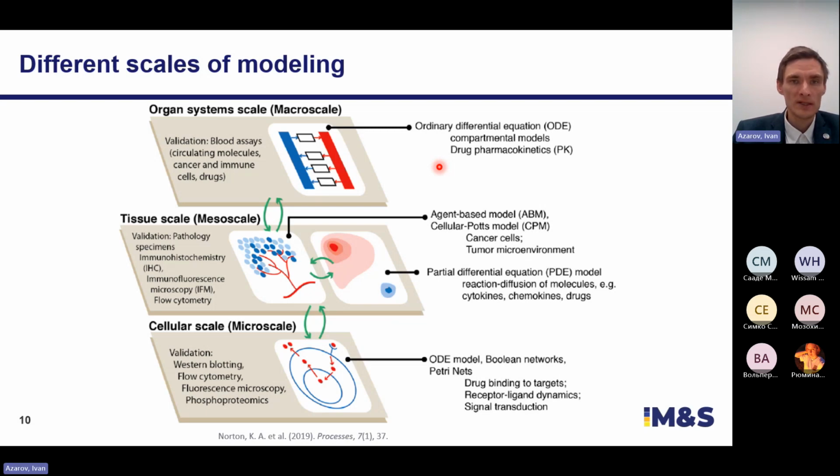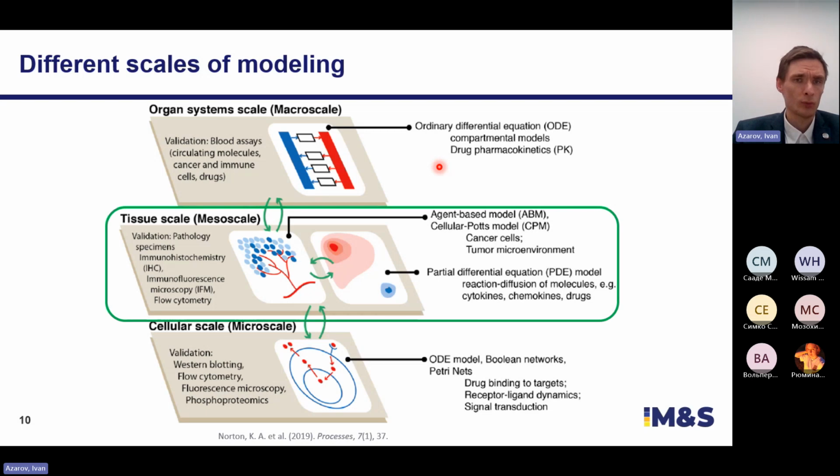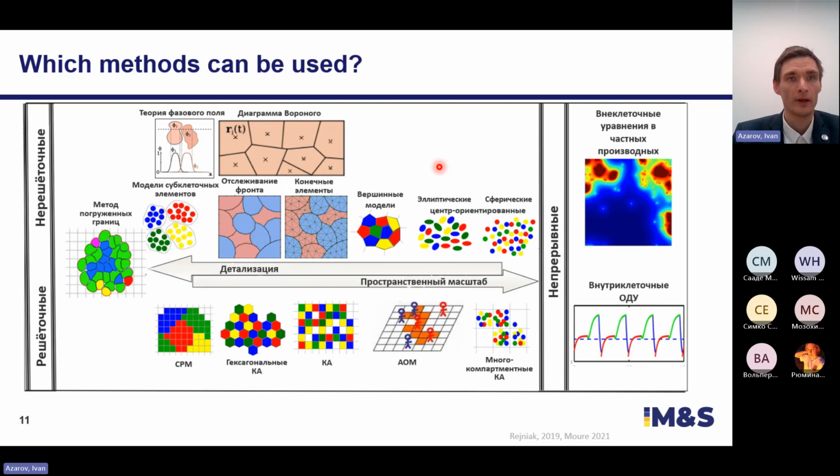And on the mesoscale, and today we will talk about the mesoscale level of description of the immune system. Which approaches, which methods can be used on the mesoscale? Sorry for these captions in Russian. I do not have enough time to correct them, but I will of course translate when I talk about the slide.